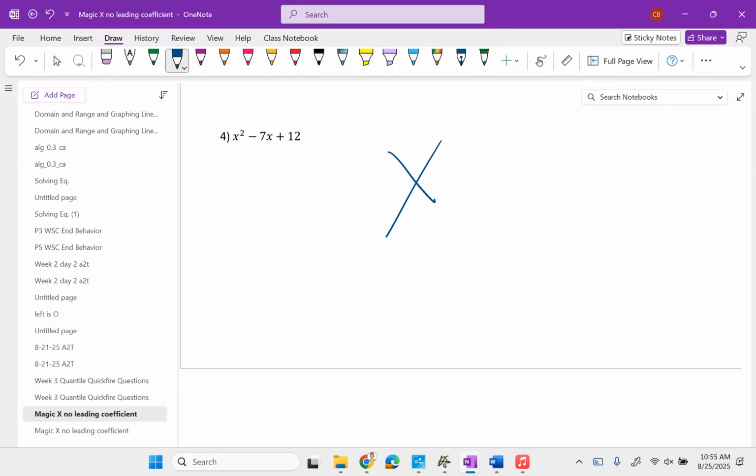Okay. Let's check it together. So, what did you guys put in the top? 12. Good. What do we put in the bottom? Negative 7. Two numbers that multiply to 12 and add to negative 7. Does it matter the order I put those in there? No, it does not matter the order. So we have negative 4 times negative 3 is positive 12. Negative 4 plus negative 3 is negative 7. I like it. So I write it as x minus 4 times x minus 3.